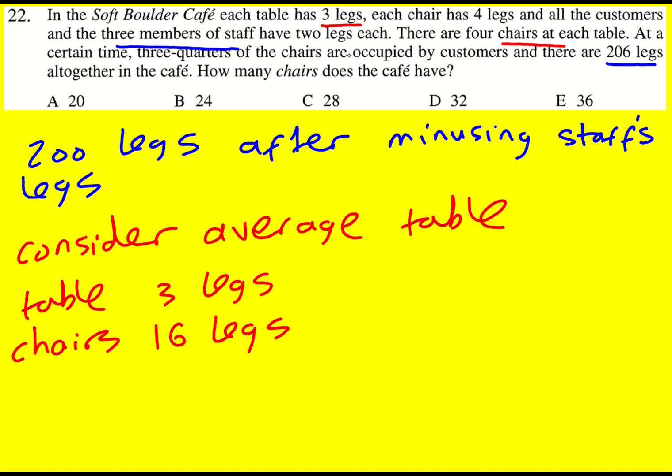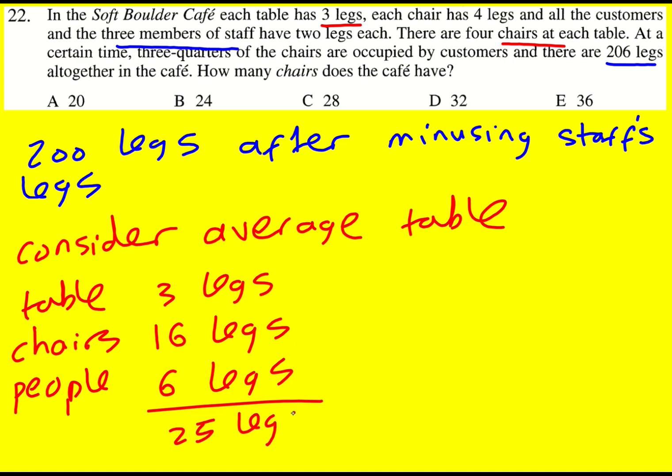3/4 of the chairs are occupied, so there are going to be 3 chairs occupied. That means 3 people, and each person has 2 legs, so that's 6, which gives us, for an average table, 25 legs. And therefore we can do 200 divided by 25 to work out the number of tables. It's going to be 8 tables.